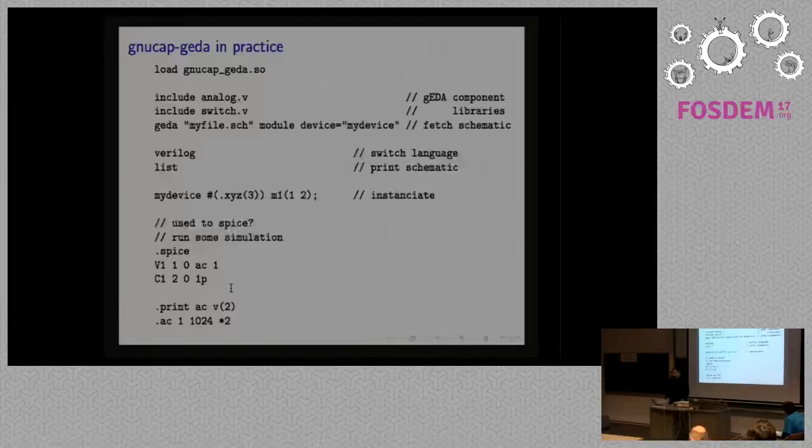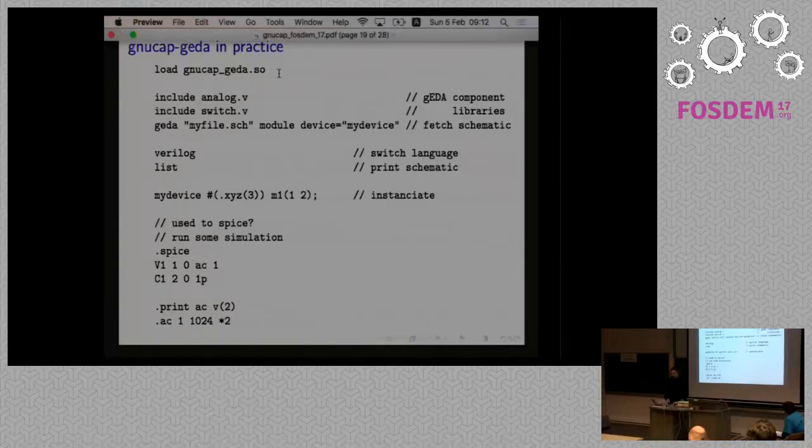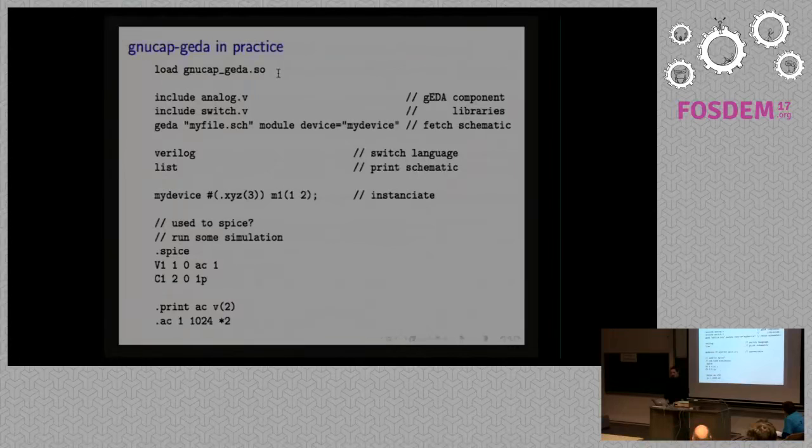How does it look in practice? You load that plugin again. This is the first line here. You then have the component libraries included. The commands for fetching schematics are a bit weird. They could be streamlined. That's the first approach to that. It simply says that there should be a device, my device, in the device namespace, and it is fetched from the schematic. And then I can switch to Verilog, do some other stuff, and even switch to SPICE, run a simulation, and get the results.